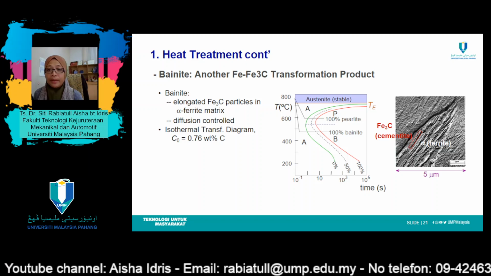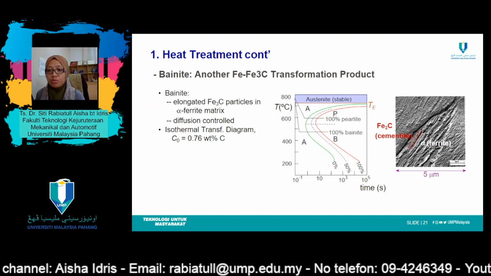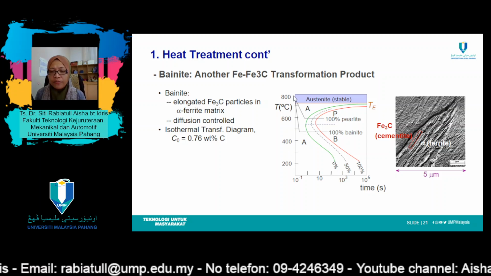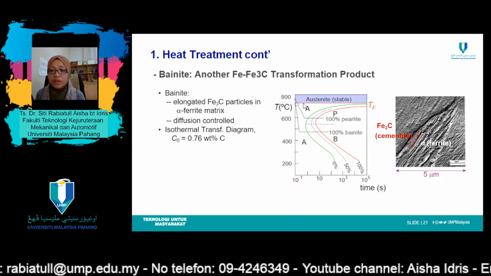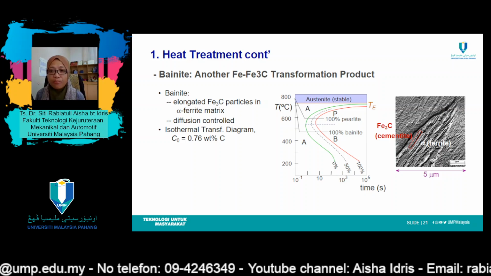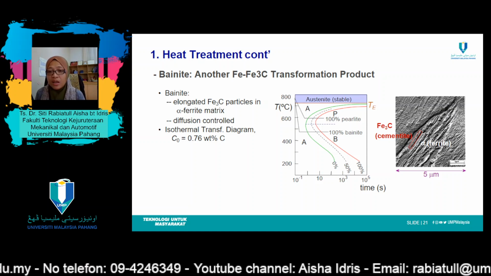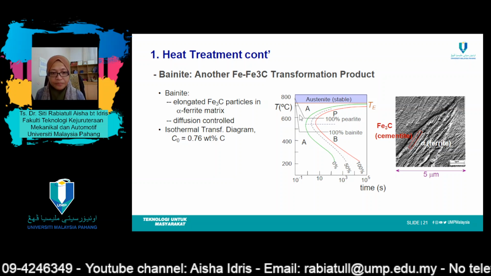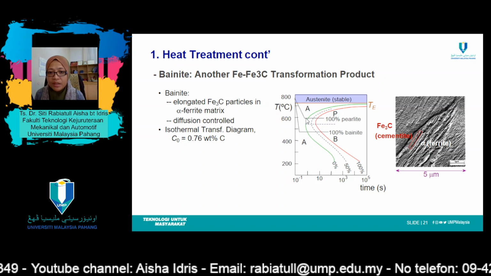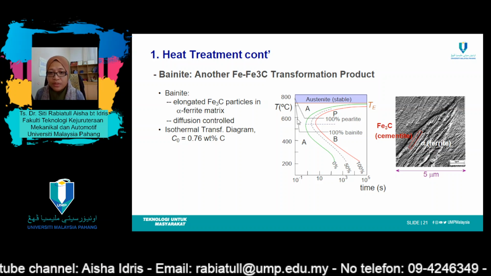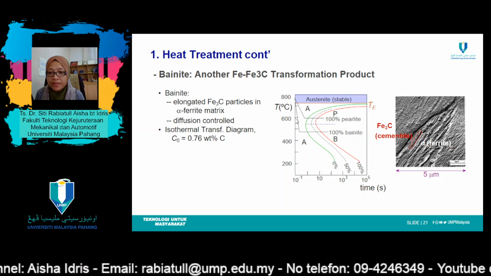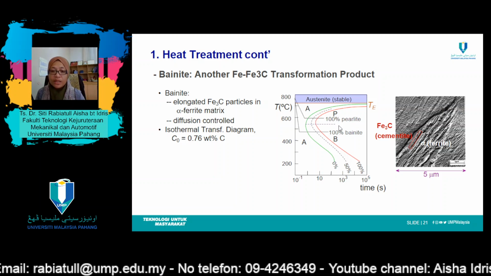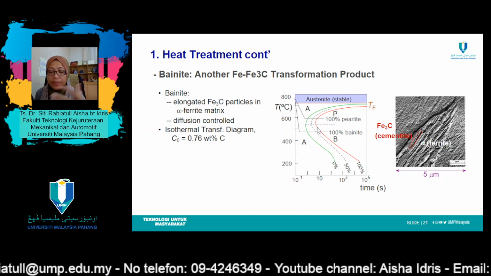Same goes for bainite. Okay, this is how you control the formation of bainite. Firstly, heat up the metal above the austenite temperature, so it will change to austenite. After that, start cooling it. Reaching a temperature of 600 degrees C, maintaining at that point, it reaches 100% perlite. That one is the same case as the previous slide just now.